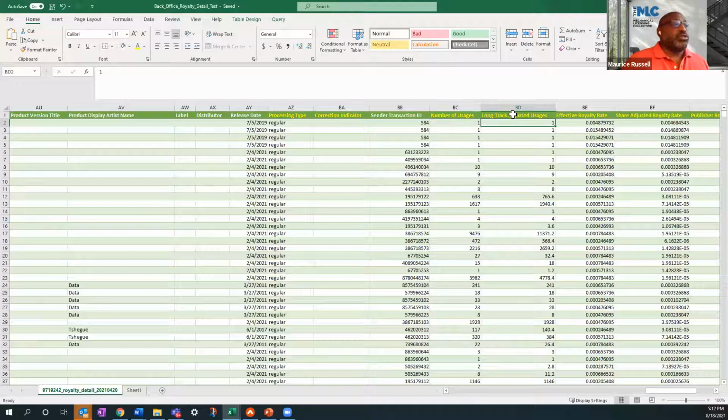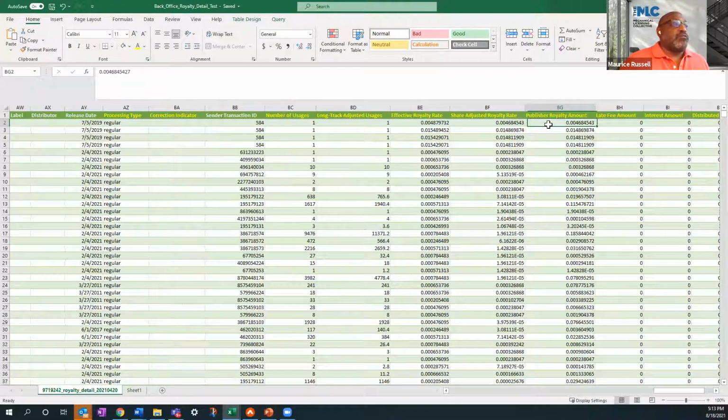Moving on, we get into the royalty calculation information. We start with the number of usages, which is, in the case of streams, the number of plays. In the case of downloads, it would be the number of downloads. That number can be adjusted for tracks that are longer than 5 minutes. So that's why the long track adjusted usages is here.